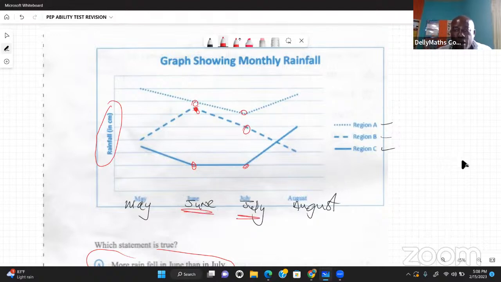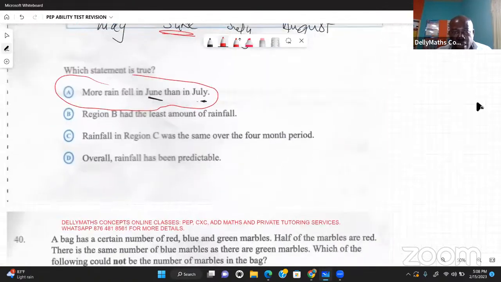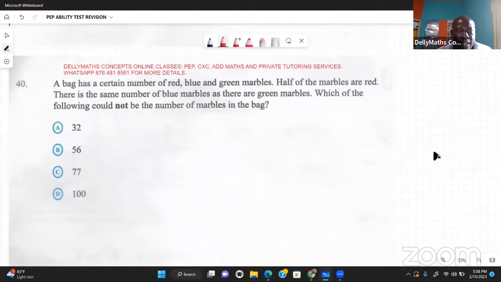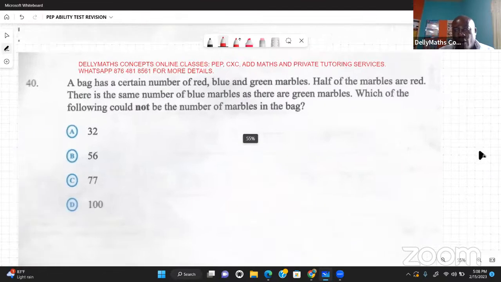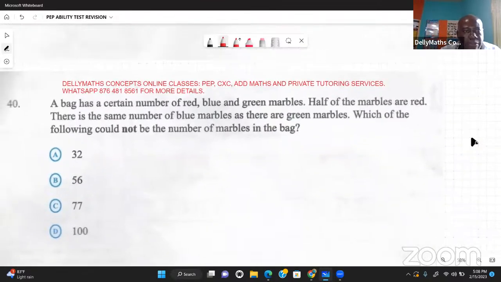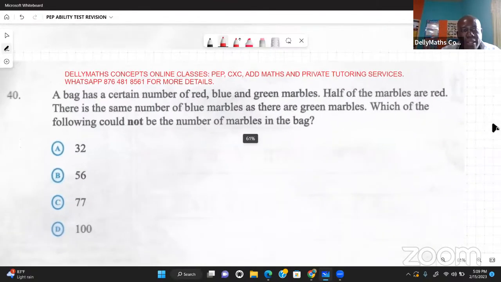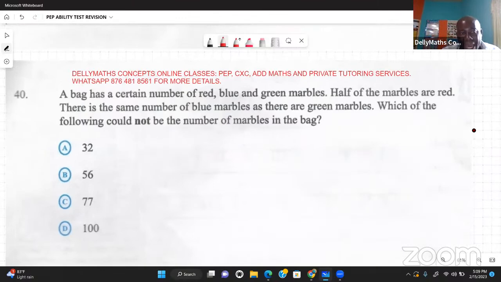Normally, when I get the correct answer, I just move on to the next question. So let us look at number 40. Let's see what number 40 is saying. Number 40 says, a bag has a certain number of red, blue, and green marbles.